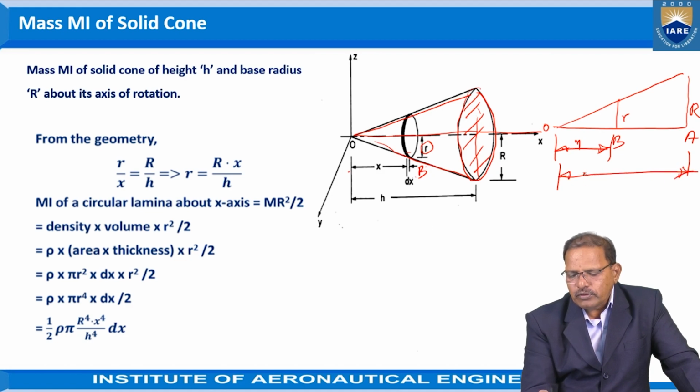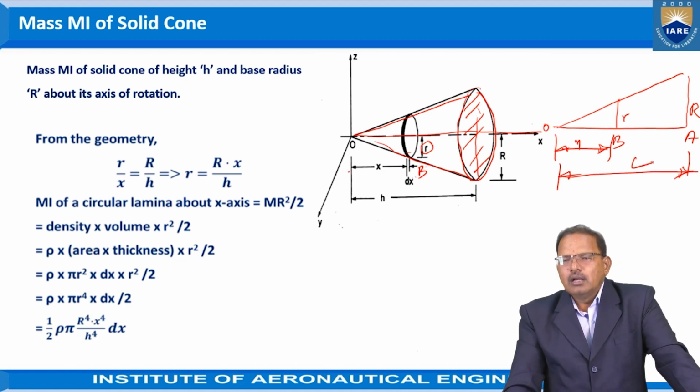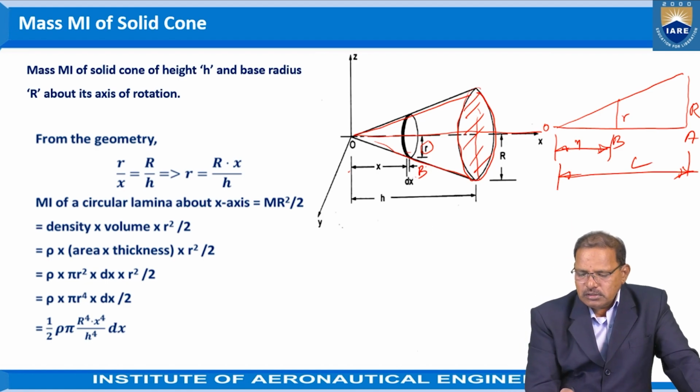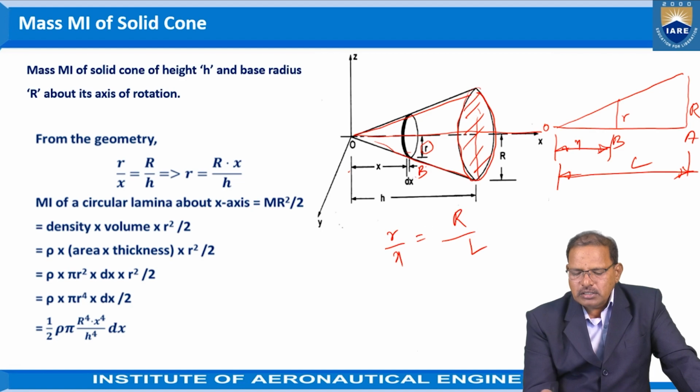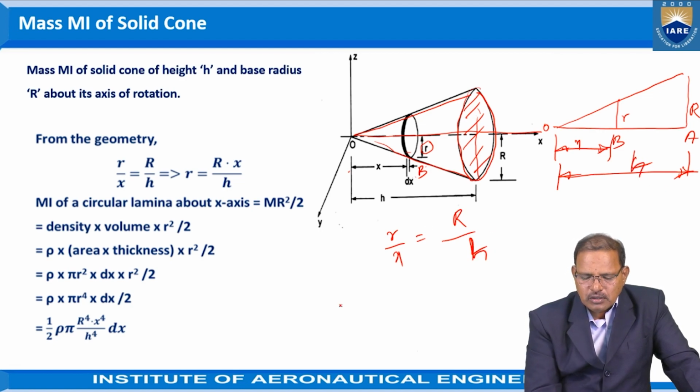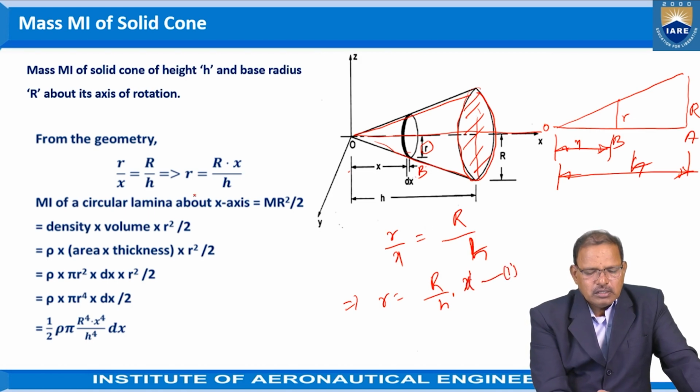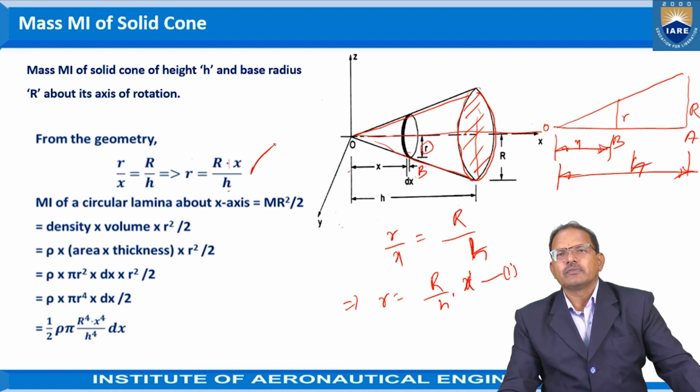Now, according to the principle of geometry, we have r by x is equal to capital R divided by the length, represented here as h. From this relation, r is equal to R by h into x. This is equation number 1. Hence, we have taken r is equal to R by h into x.